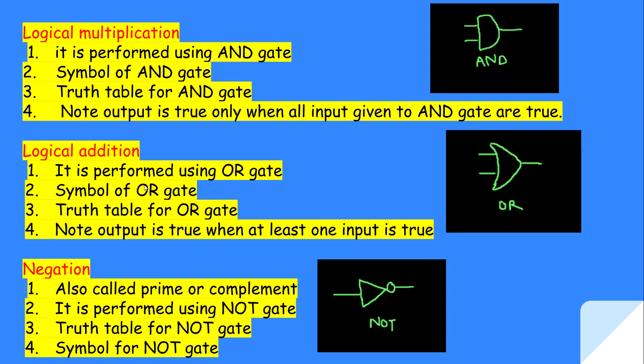The second point, symbol of OR gate. Now here I have this symbol. So this is one curved line, and with this is how the OR gate looks like. The third point is regarding the truth table for OR gate.